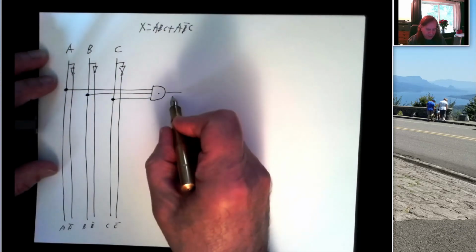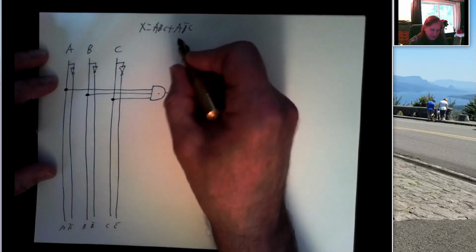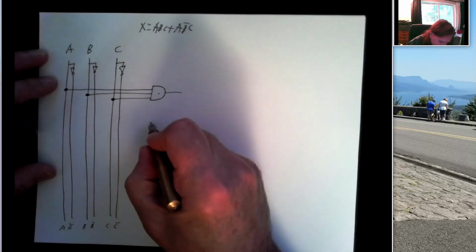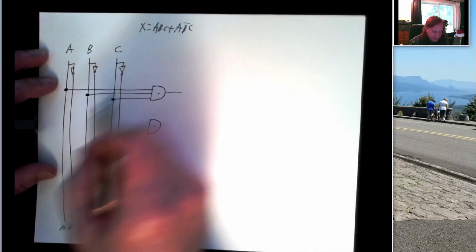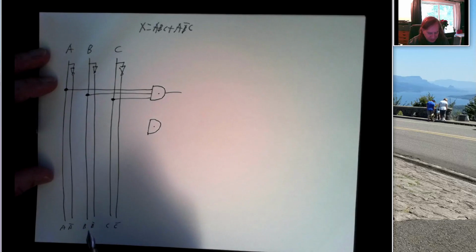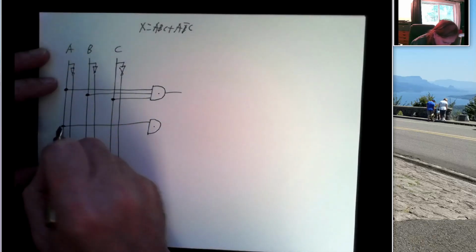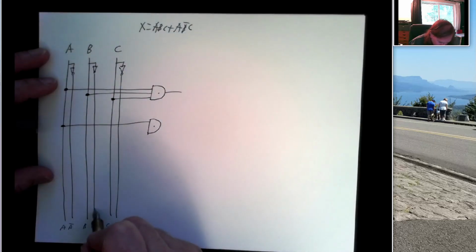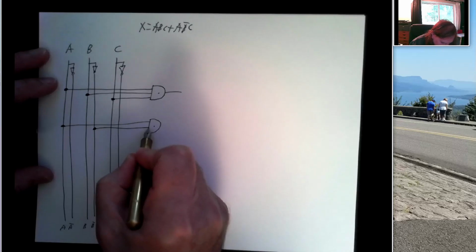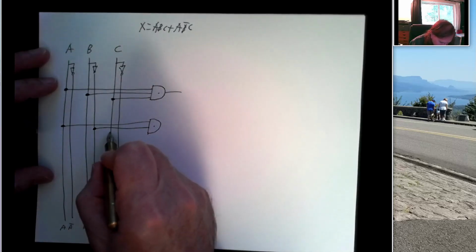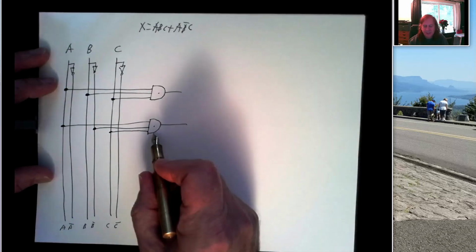And so this output right here, this is ABC. Now I also want to generate A, B bar C, so I'm going to draw another AND gate. And I'm going to connect the inputs from my vertical input set. So one input's going to come from A. The second input's going to come from B bar. Well, that's this line right here. So I'll make a connection to that. And the third input comes from C. That's right here. So this is A, B bar, C.